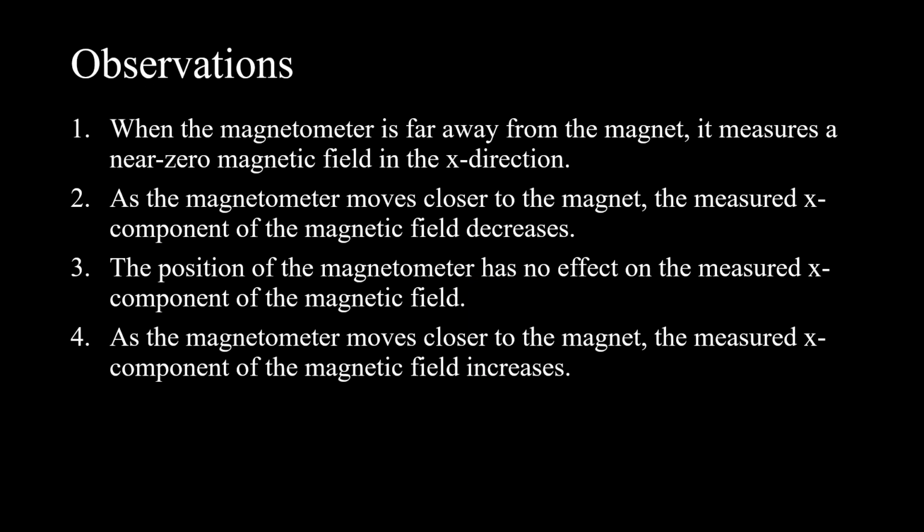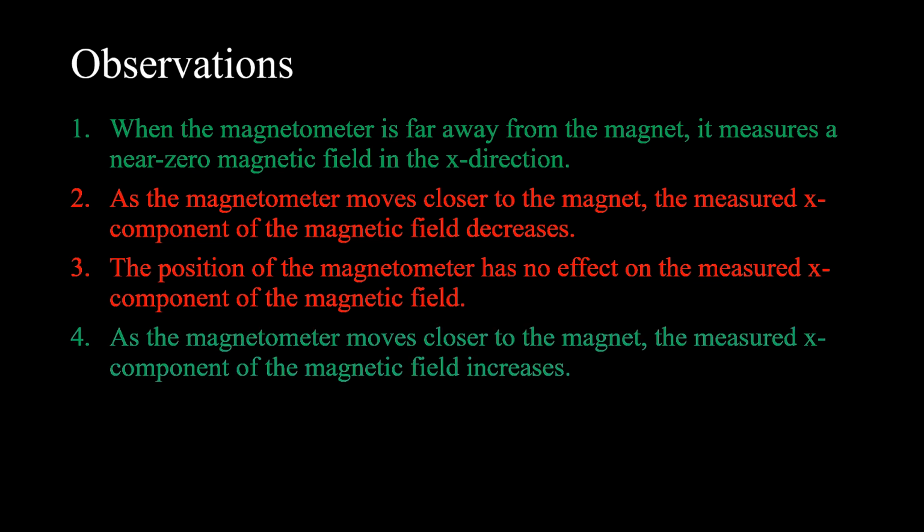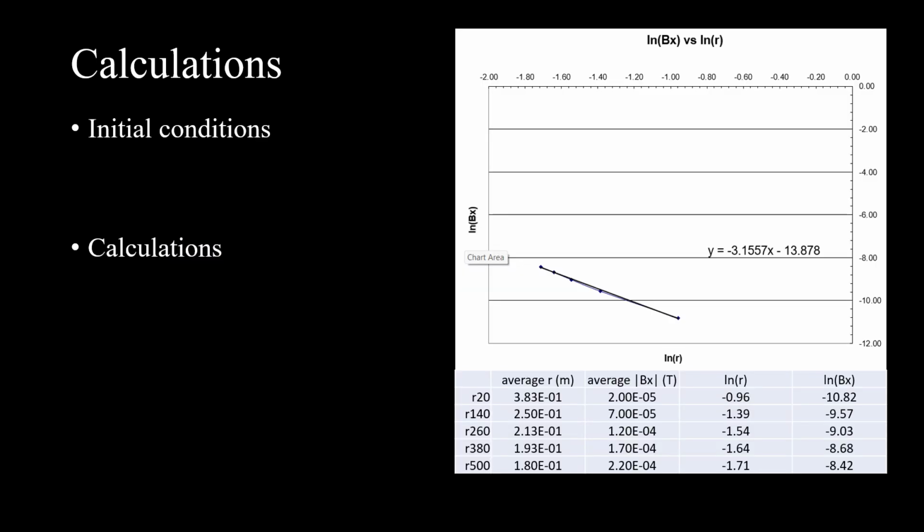In the experiment, I observed that when the magnetometer is far away from the magnet, it measures a near zero magnetic field in the x direction. However, as the magnetometer moved closer to the magnet, the measured x component of the magnetic field did not decrease. Nor was it true that the position of the magnetometer had no effect on the measured x component of the magnetic field. However, I did notice that as the magnetometer moved closer to the magnet, the measured x component of the magnetic field increased.